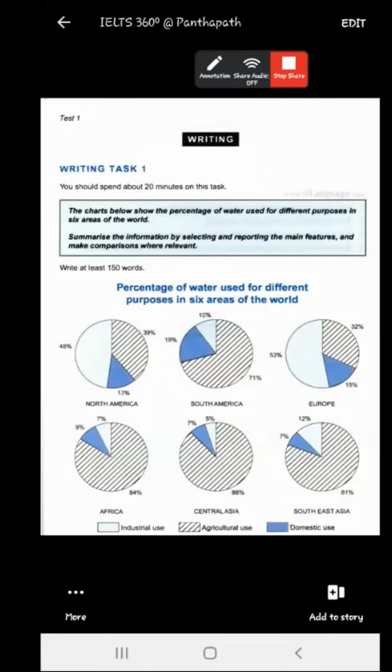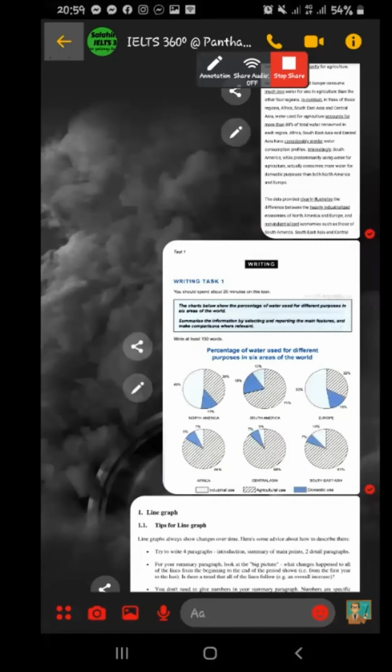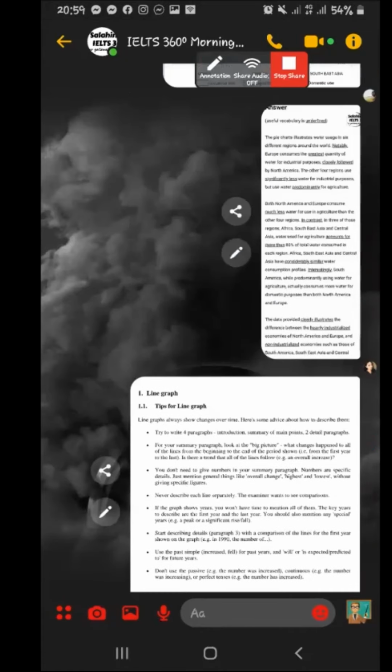Based on your writing, I'm going to see if you have made any mistakes. It doesn't really matter if you make mistakes, but I'm going to see the pattern. And then I'm going to correct your mistakes, provided that you share your screenshots in this group. For the Pantaput branch, you can share it here. I hope I made myself clear. Is there any confusion? Please let me know.